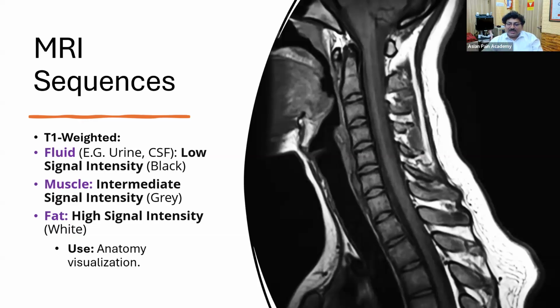For example, in the T1 weighted image, fat is seen white and fluid is seen black. That means urine and CSF have low signal intensity and look black. This is a T1 weighted image because we can see the spinal cord, and just by its side is a black structure, which is definitely the CSF, and CSF is black. Similarly, subcutaneous fat looks very bright, and muscles remain intermediate, so they remain gray.